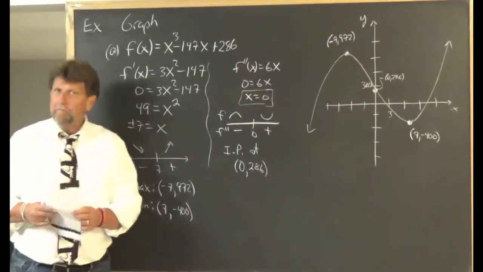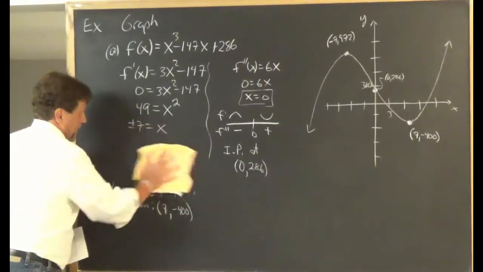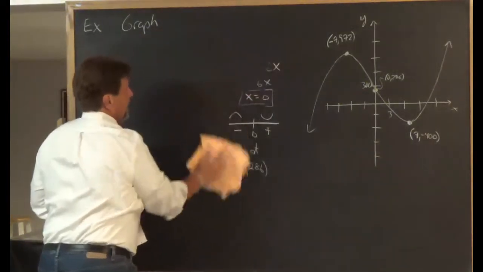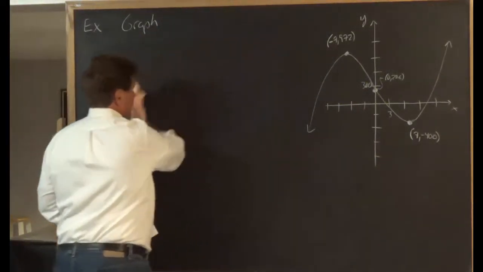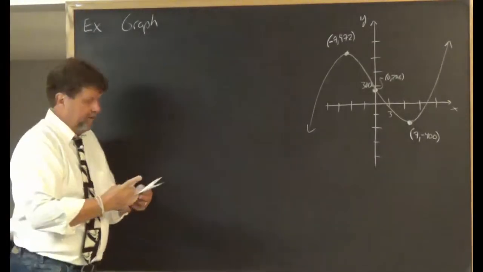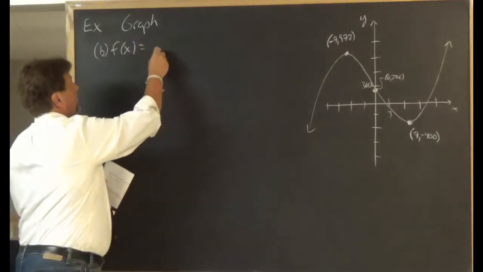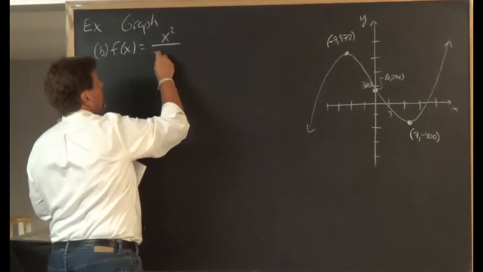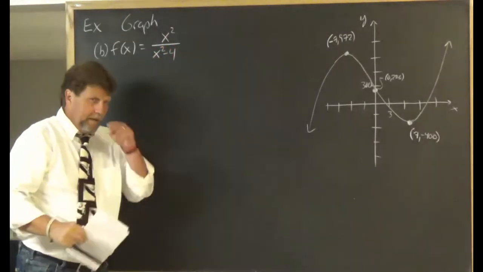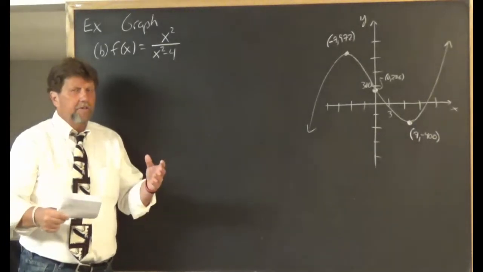All right, part B. Bear with me as I erase the board to get part B up here. So part B was to sketch a graph of the function x squared over x squared minus 4. So here's the first thing I would notice before I begin to do anything. This is a rational function.